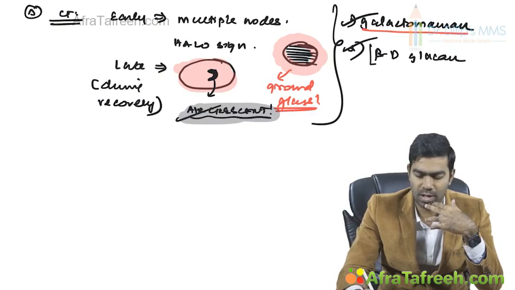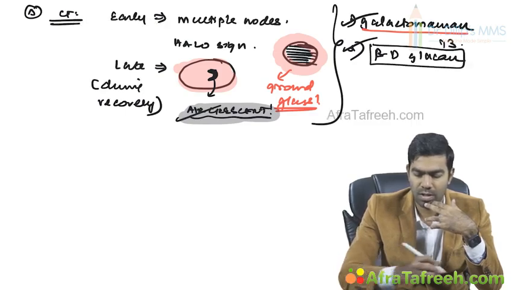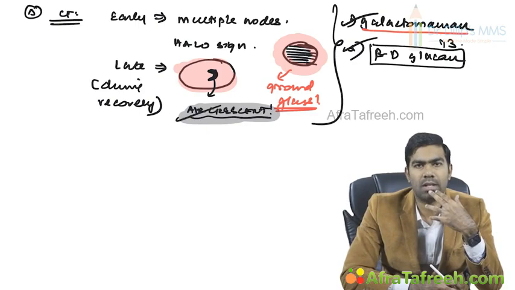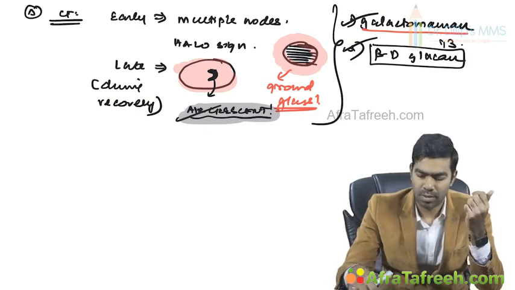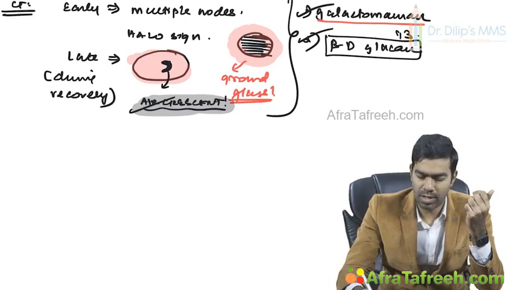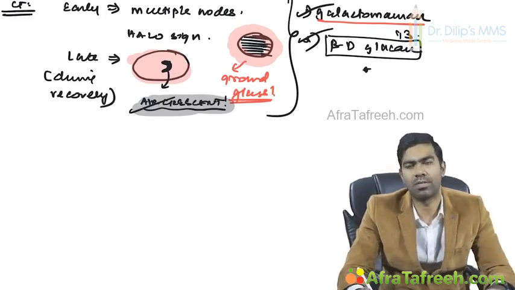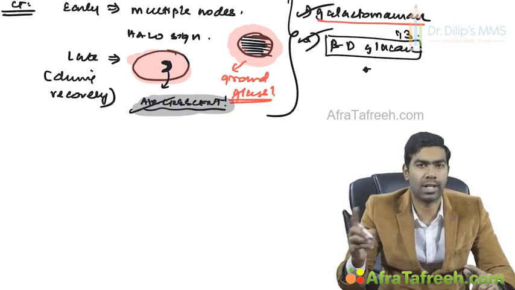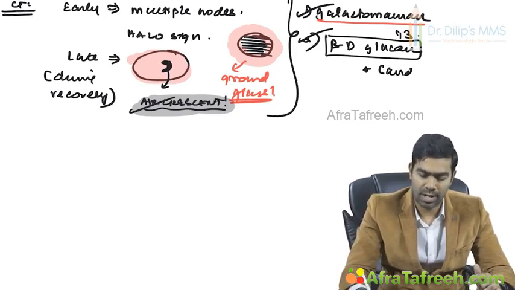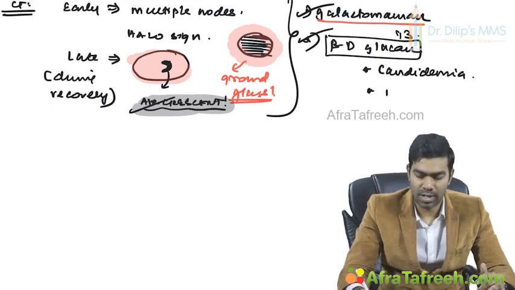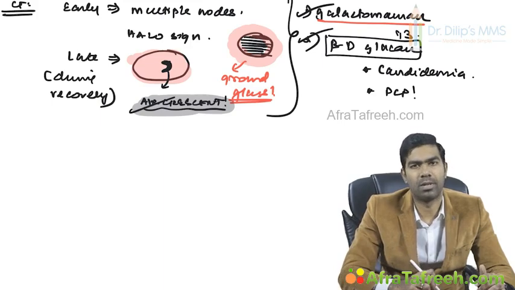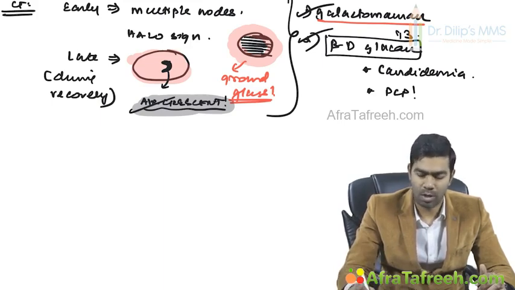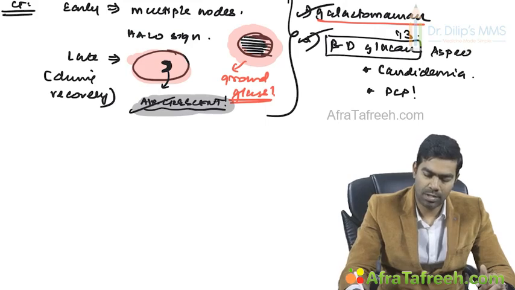Beta-D glucan assay, otherwise referred to as the 1,3 beta-D glucan assay. But the problem with this assay is it can again be falsely positive, not only in aspergillosis but in 2 other conditions: candidemia or candidiasis, a candidial sepsis, or you can get it in a PCP pneumonia also, Pneumocystis carinii pneumonia, apart from Aspergillus.